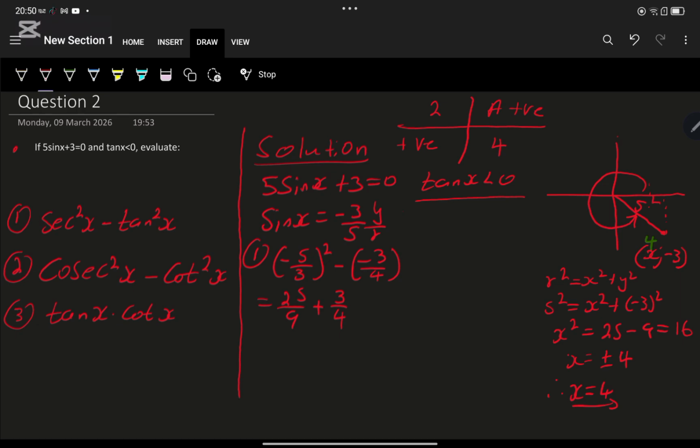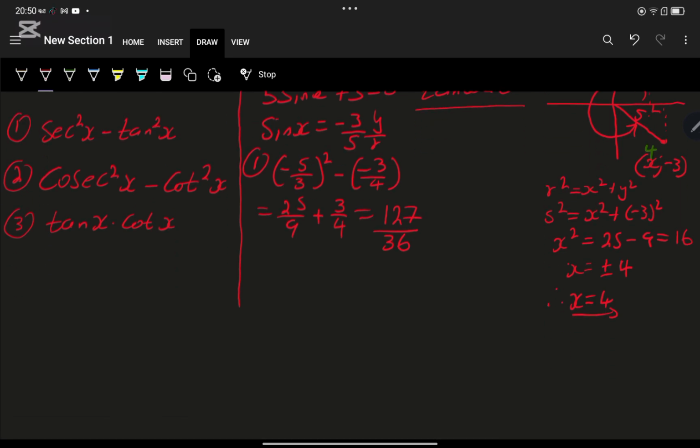And then once we have the value of the expression like that, we can now solve the sum. What is the LCD of 9 and 4? That should be 36. So this is 25 over 9 plus 3 over 4. The answer is 127 over 36. So that is the answer for question 1.